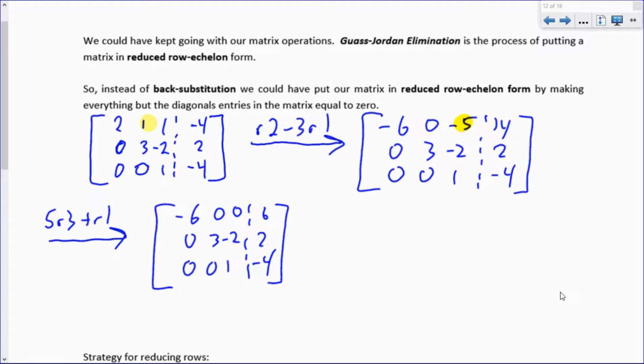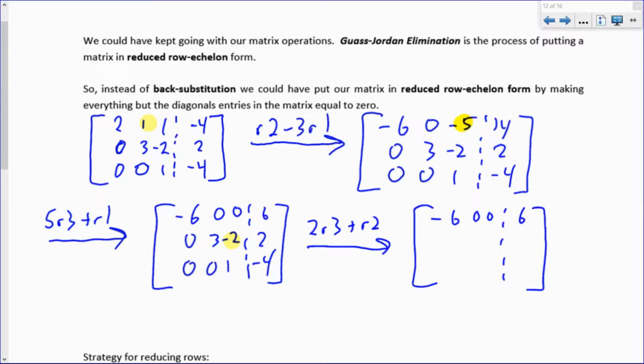And then finally, I'm going to make the -2 equal to 0, and I will do that also using row 3, 2 times row 3 plus row 2, and that'll give me -6, 0, 0, 6, and I get 0, 3, 0, -6, 0, 0, 1, -4.